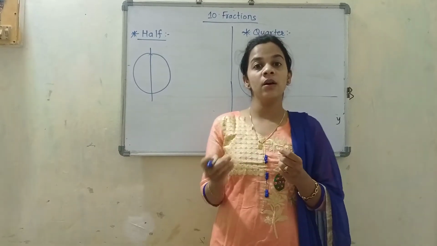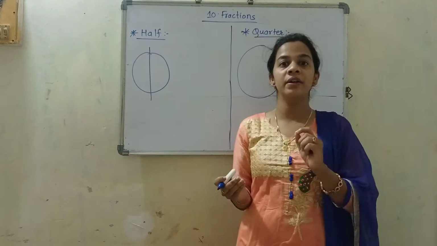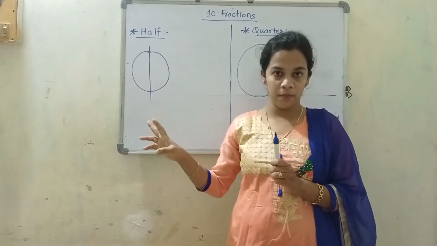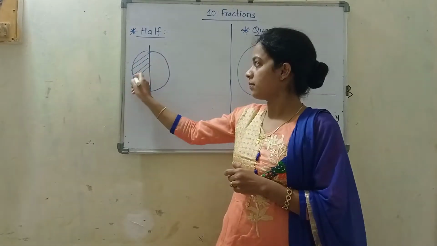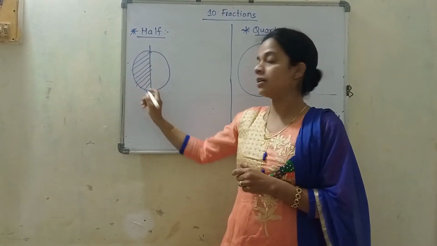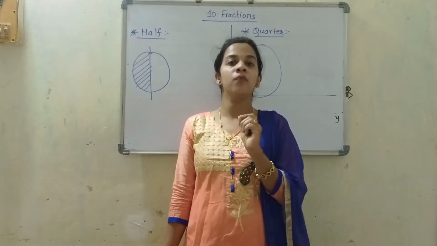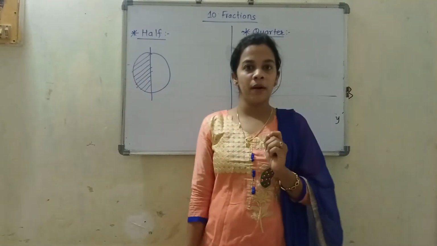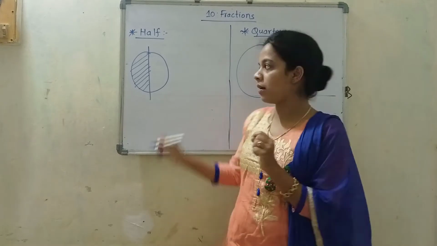Now how it is termed in a fractional format, that also I will tell you. How is half represented? Now you can clearly see two parts are formed. Suppose I have shaded one part. How am I going to write this shaded part in the form of a fraction? From these two parts, how many parts are shaded? Yes, only one part is shaded.